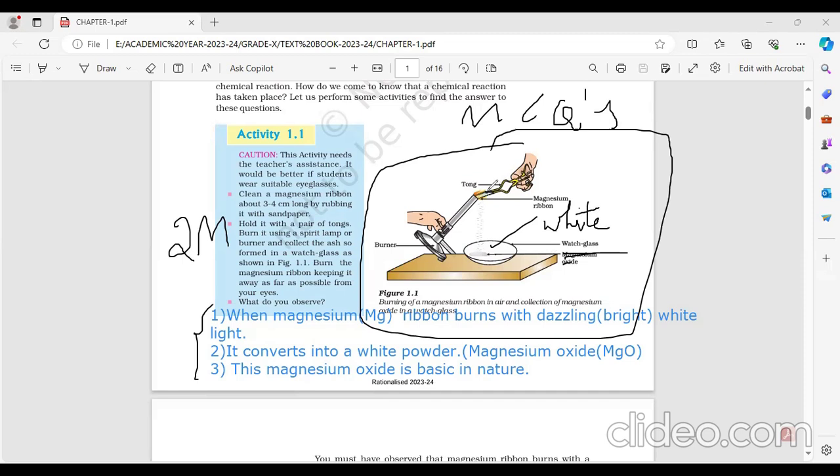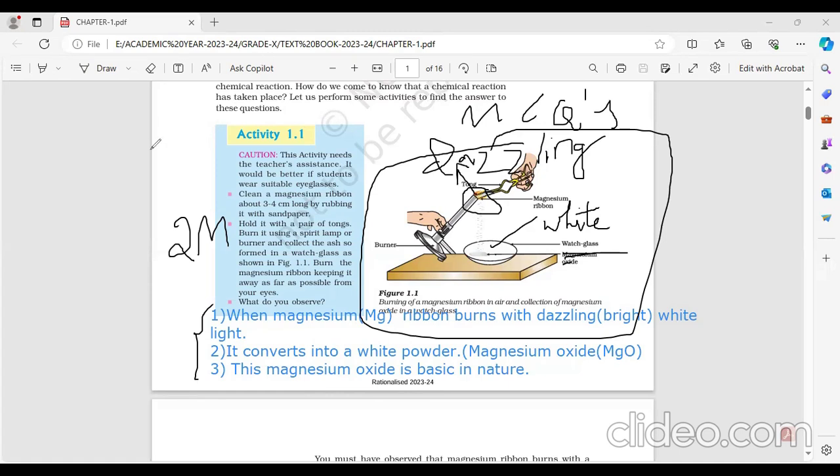And what happens when magnesium ribbon is burned? It gives a dazzling flame, a dazzling light, a bright color. So these are the points. And one more very, very important point that I'll tell you.